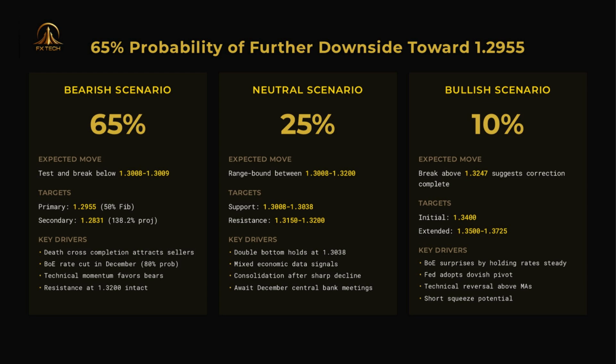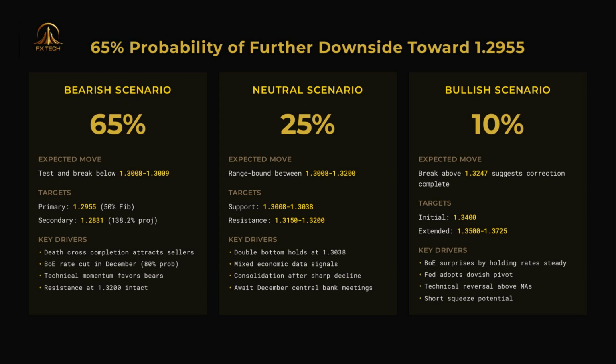The neutral scenario, with 25% probability, sees range-bound trading between 1.3008 and 1.3200, driven by the double bottom holding at 1.3038, mixed economic data, and consolidation after the sharp decline.